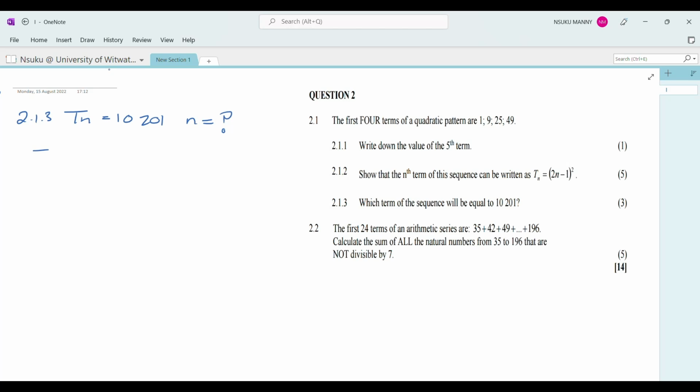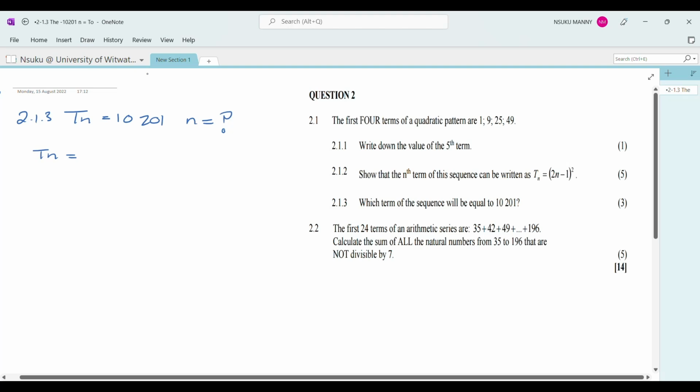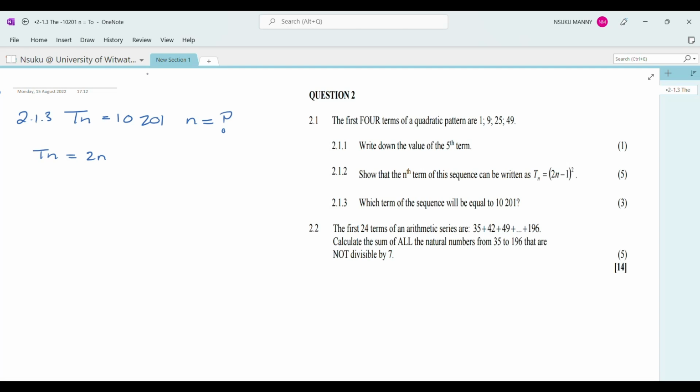So now we know that our general formula for Tn was 4n, it wasn't 4n. Let me just erase that quickly. It was 4n, but I really want to write it down the way I left it in the previous question. It was (2n minus 1) all squared, right? So now we're going to substitute this 10,201 into Tn and try to find the value of n. So when we substitute that, we have 10,201 is equal to Tn, (2n minus 1) all squared.